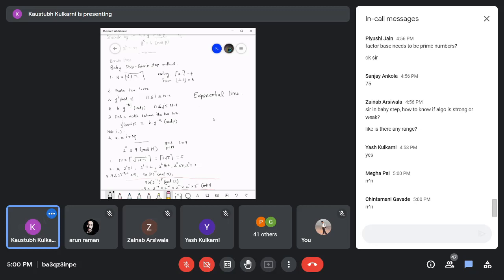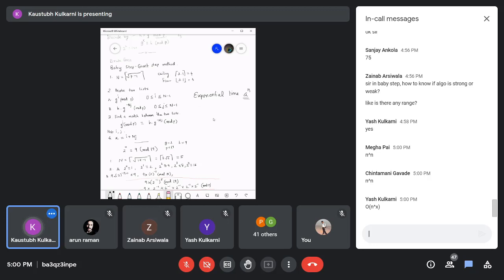That is, yeah, polynomial time, exponential time is n raised to n. Not only n raised to n, it can be any a raised to n, some base raised to n. N is in the exponent, and polynomial is O(n raised to x). That is O(n), O(n square), O(n cube). These are all polynomial times, and O(2 raised to n), O(3 raised to n), in general O(a raised to n), these are exponential times.